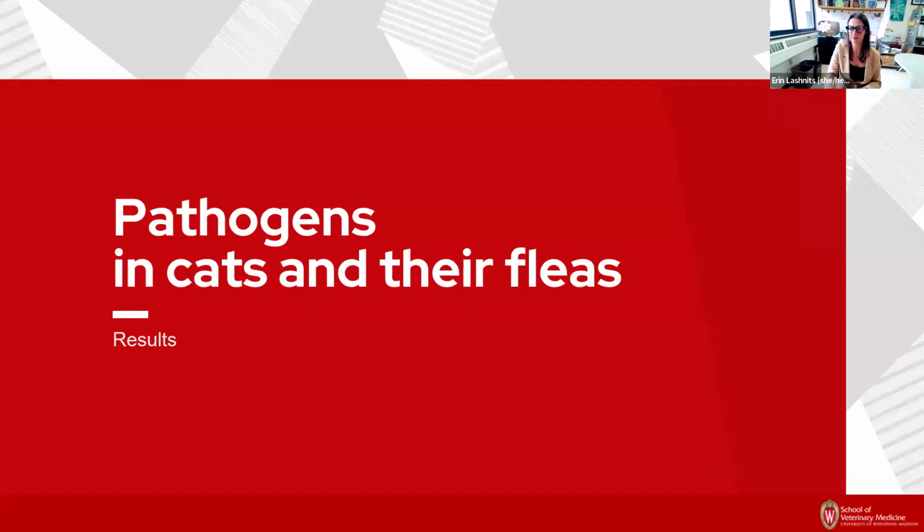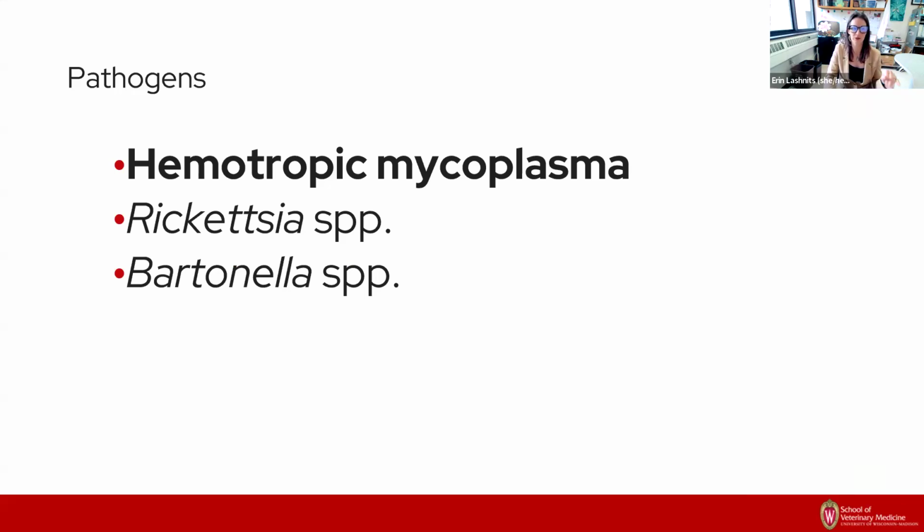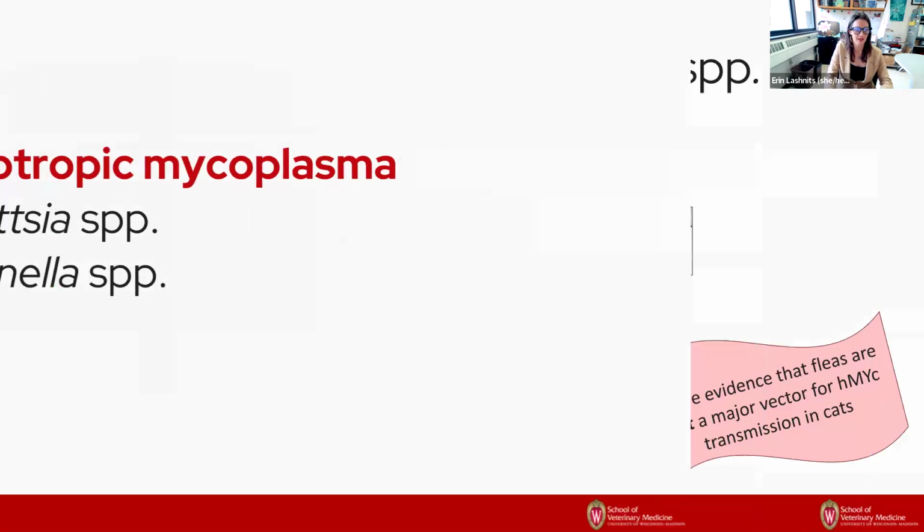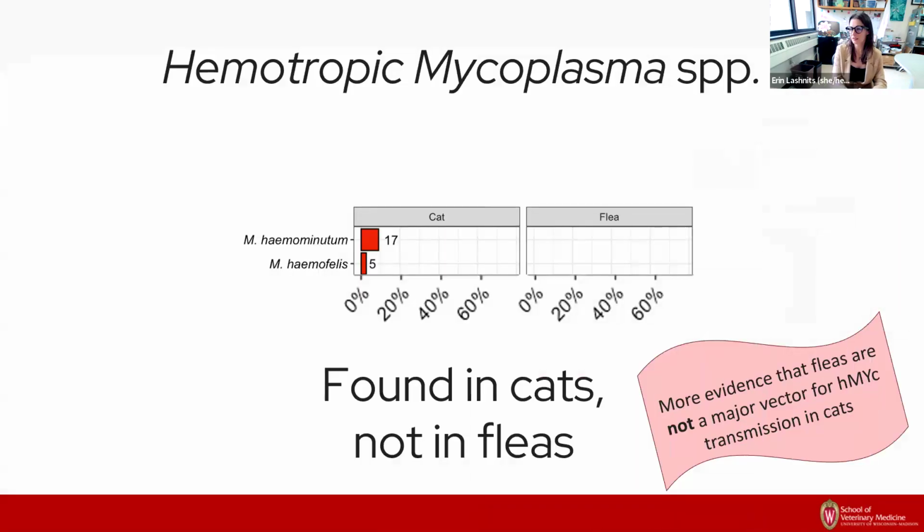So what pathogens did we find? I'll go through hemotropic mycoplasma quickly, since it is, again, not a zoonotic pathogen, but we did find it. In terms of hemotropic mycoplasma, as expected, we found it in cats, in a fair proportion of cats, about 10% of cats, but we didn't ever find it in any fleas. So this is probably more evidence even that fleas are not a major vector for hemotropic mycoplasma transmission in cats. Even though we had some cats that were infected, we did not find it in any of their fleas. These cats are probably getting infected by other routes, and the most likely hypothesis is probably direct blood-to-blood or fighting contact.